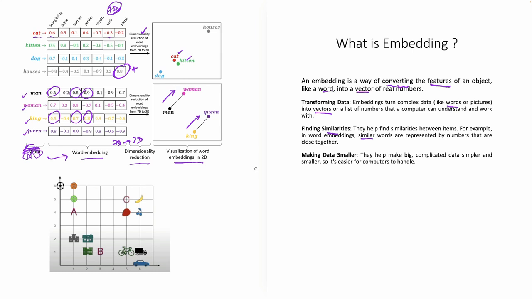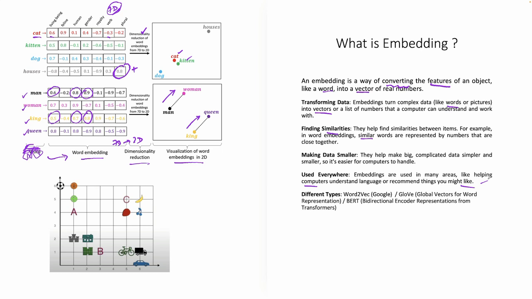It helps to break down the data into simpler and smaller data, which is easier for computers to understand, right? So that's why you're working on it. And embeddings are used everywhere. It helps computers understand language or recommend things you might like, right? So recommender systems that you are having. So everywhere you will see that embeddings are getting utilized.